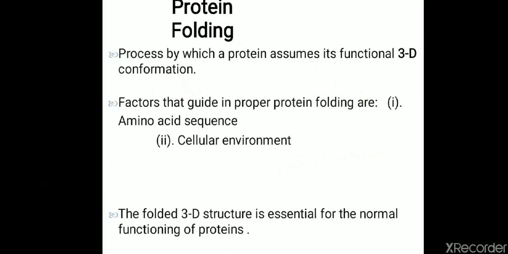And this process, that is protein folding, depends on the amino acid sequence and the cellular environment. Cellular environment means the temperature and the pH of the medium. And this three-dimensional configuration is essential for the normal functioning of proteins.